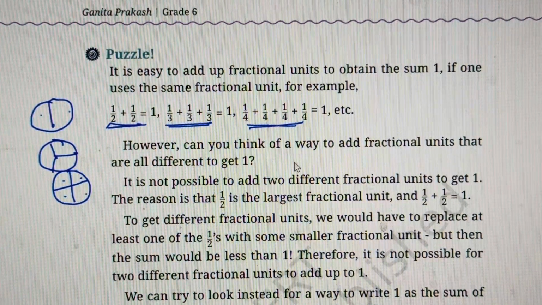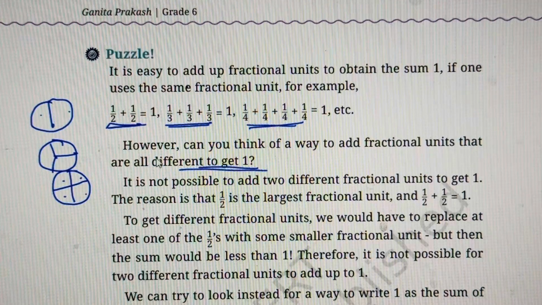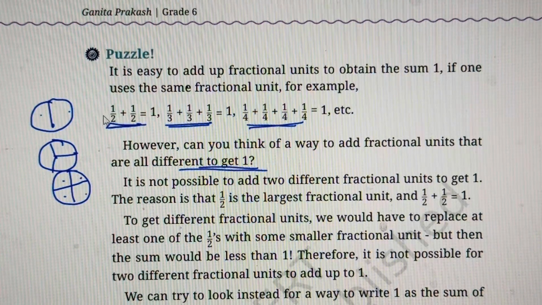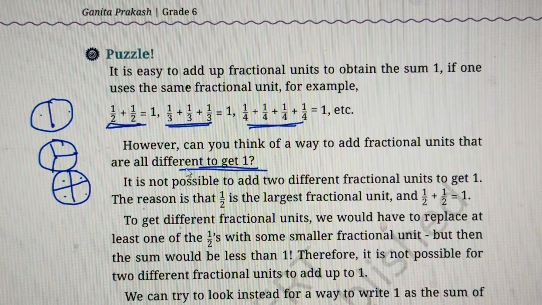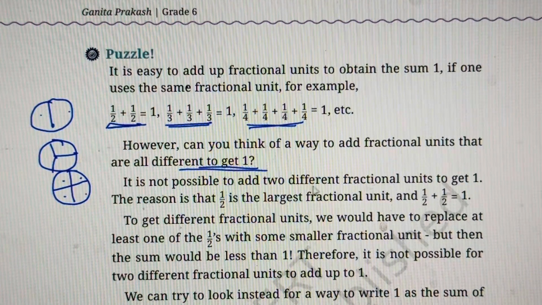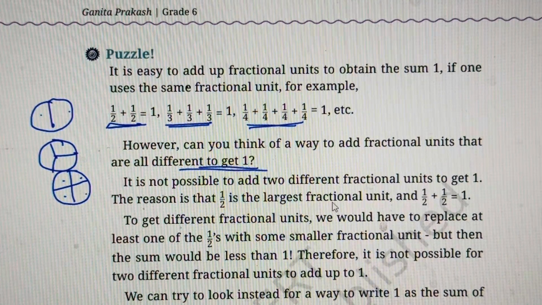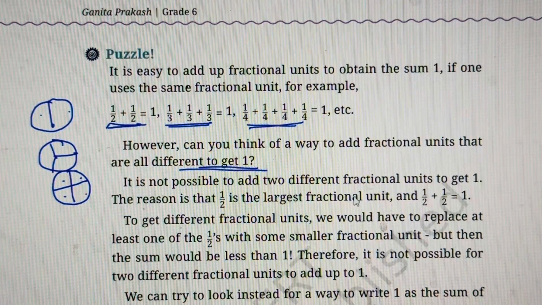Now can you think of a way to add fractional units that are all different to get a 1? All should be different. Now here you have taken half, right? So then you need to take some other fractional unit to get 1. So it is not possible to add 2 different fractional units to get 1. What is the reason?